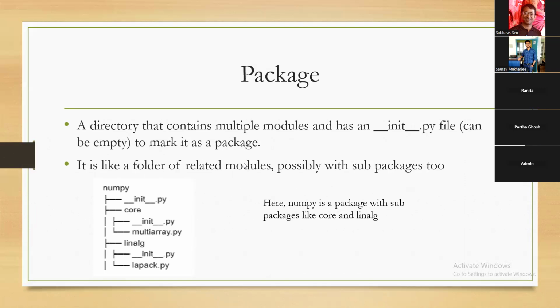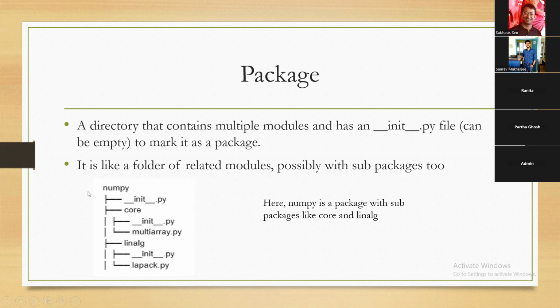What is the meaning of related modules? Suppose I have some music modules, and there are many types of music. Rabindra Sangeet is one module, Kishore Kumar is one module, Manna Dey is one module, Mukesh is one module. Using all these in a folder is basically a package, a package of music. A package can also have a sub package. So I'm giving a simple example of what a package and a sub package are.